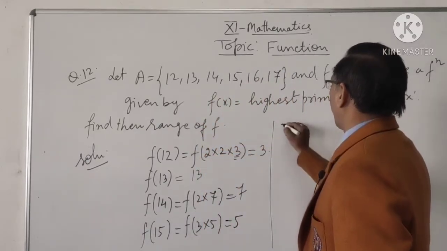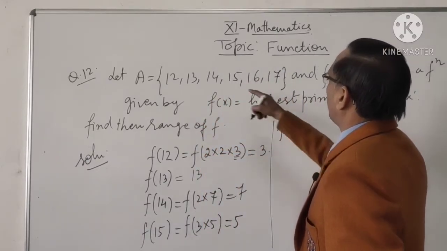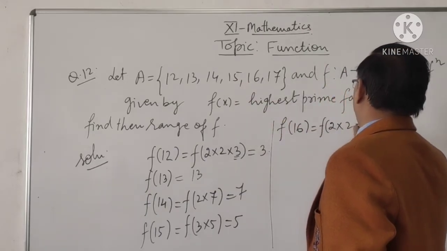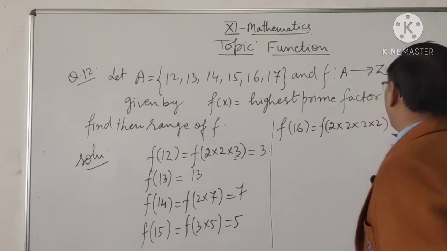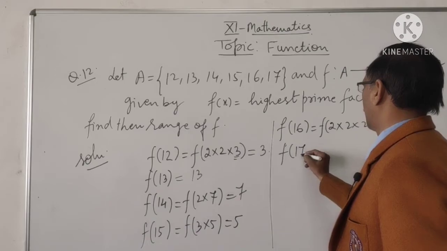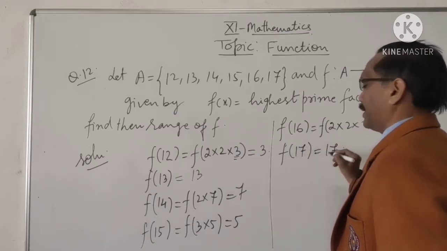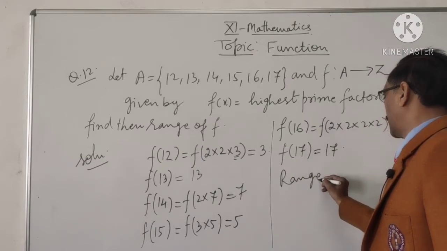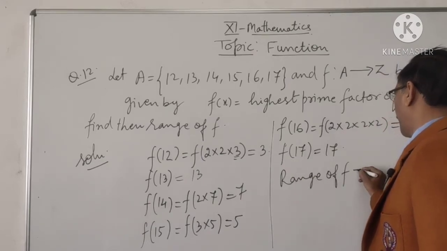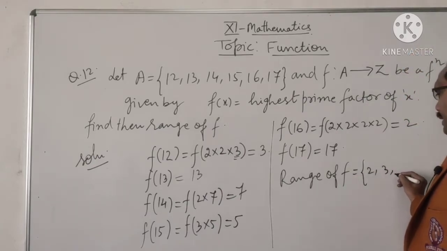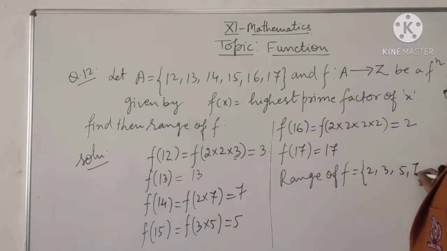Then next f(16). It is 2 into 2 into 2 into 2. The highest prime number is 2. Then f(17): 17 is a prime number. So the range of f is equal to {2, 3, 5, 7 and 17}.